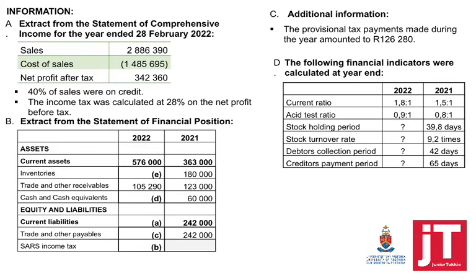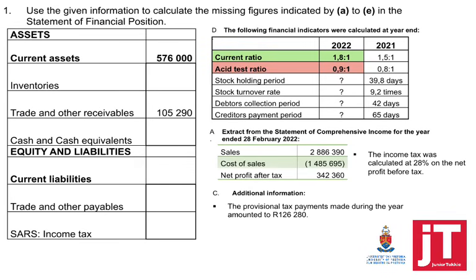You are provided with an extract from the Statement of Comprehensive Income for the year ended 28 February 2022, an extract from the Statement of Financial Position, and the additional information and financial indicators. Starting with question 1, use the given information to calculate the missing figures. So they provided you with the current assets, trade and other receivables. So how do I complete the incomplete statement of financial position?